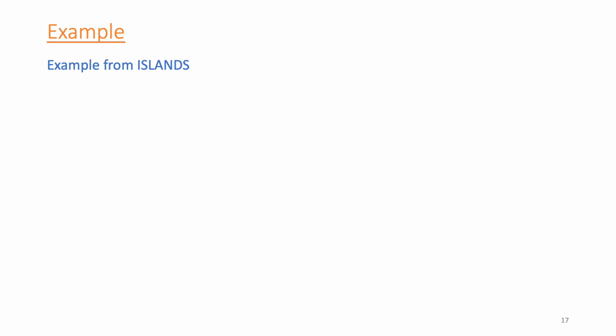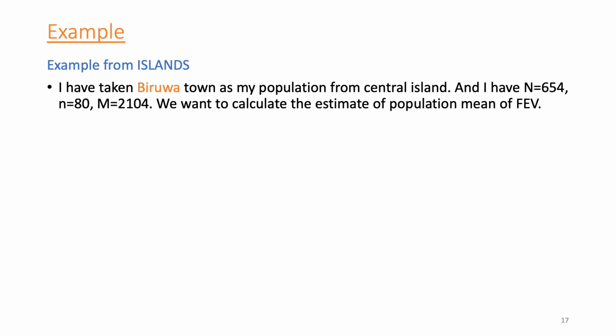I have taken the data from the islands and taken the Birua town as my population from Central Island, and I have capital N equal to 654 here, that is the total number of households, that is the total number of clusters, and I want to sample 80 households, so small n is equal to 80 in this case, and capital M, that is the number of elements in the population, is 2104. And now we want to calculate the estimate of the population mean of FEV, that is the measure of the lung volume.